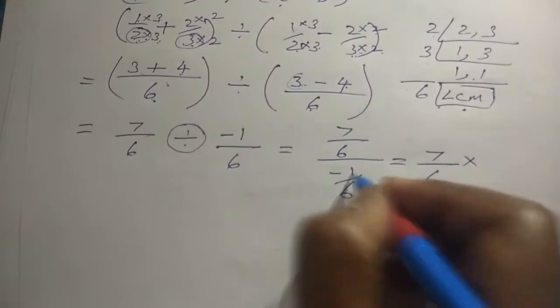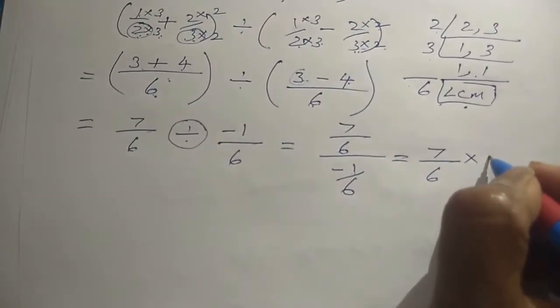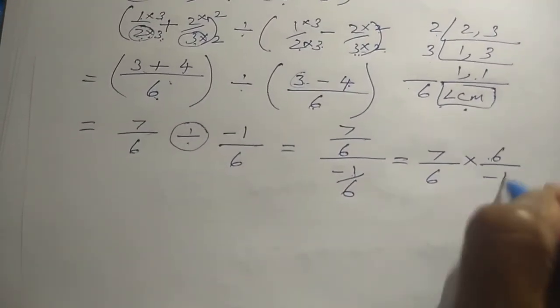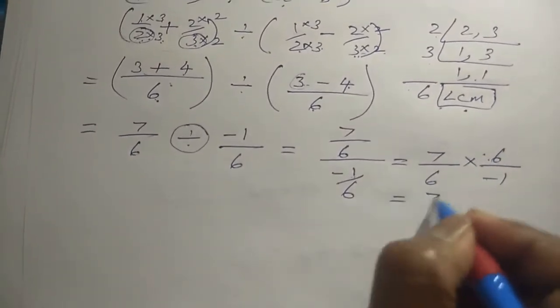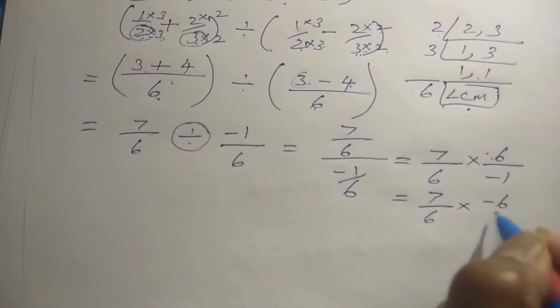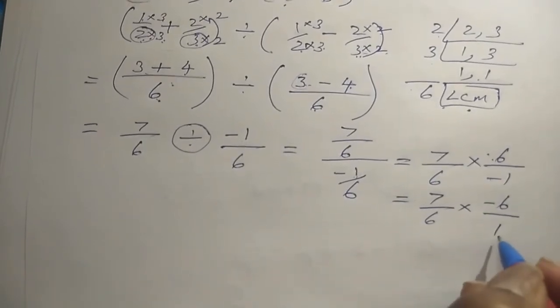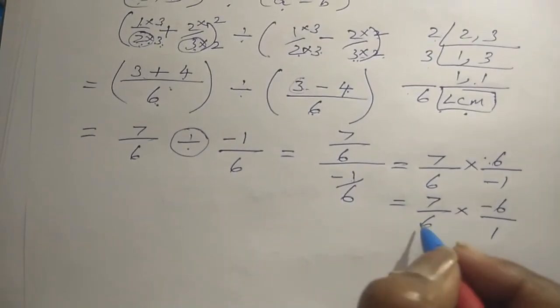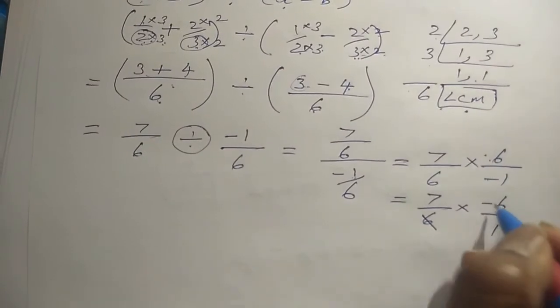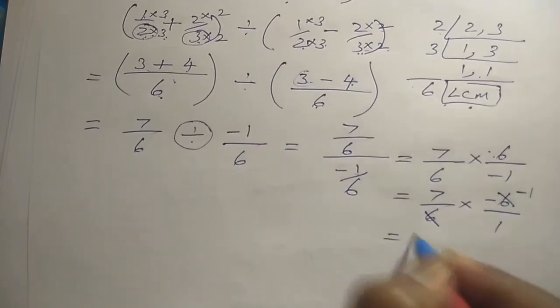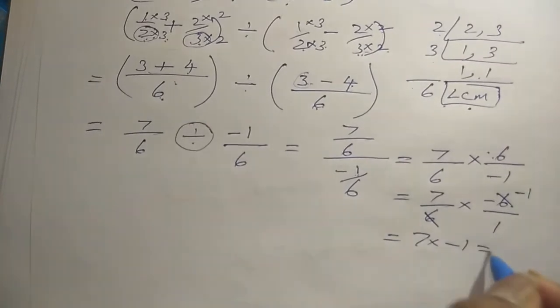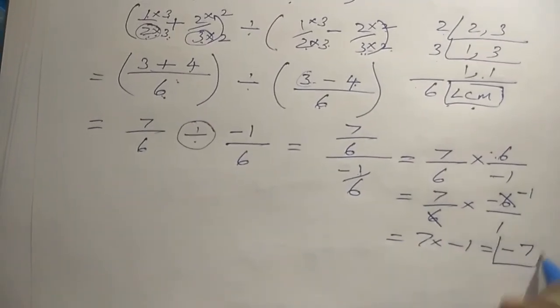The denominator cannot be negative. So we take 6 by minus 1, and we can shift this minus 1 here itself. So it is 7 by 6 into minus 6 by 1, since the denominator cannot be a negative 1. Okay, so here I cancel 6 and 6. The remaining answer is minus 1. So 7 into minus 1 is equal to minus 7, which is your answer.